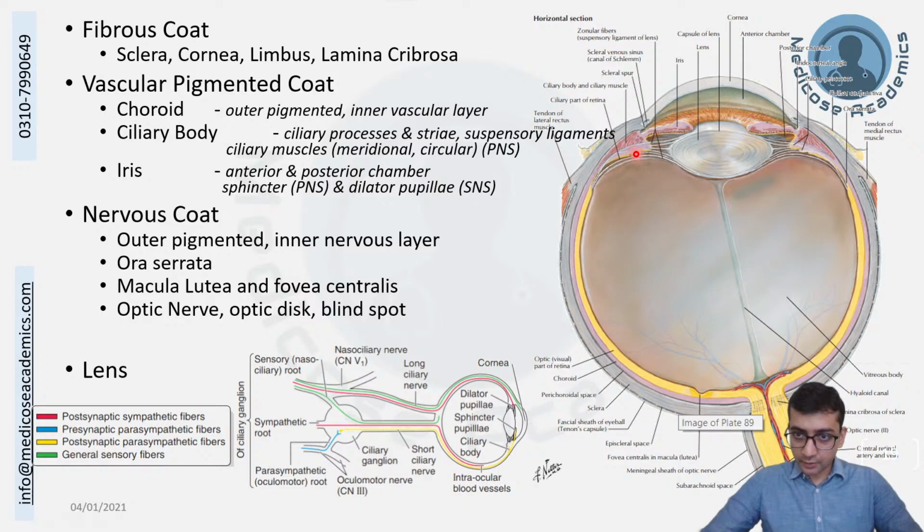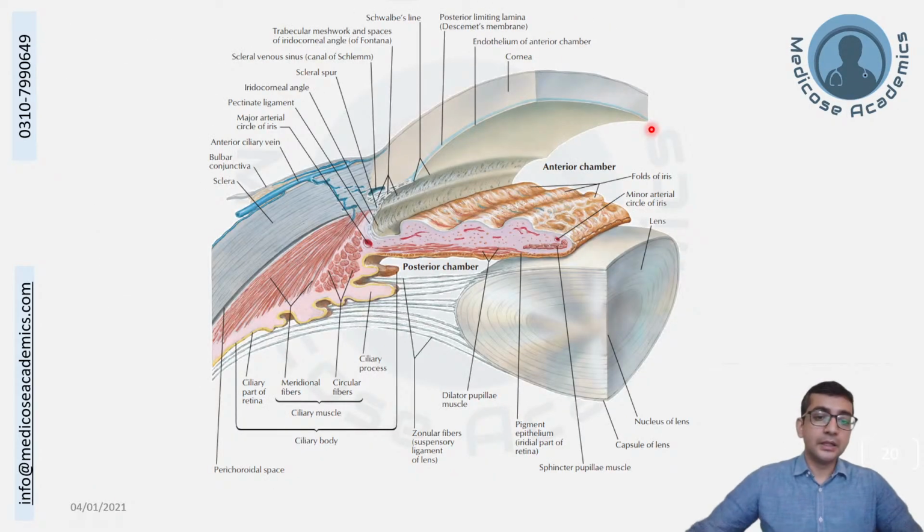If we move forward, we will see these things. These are the ciliary body and the iris. The ciliary body consists of a different set of muscles.